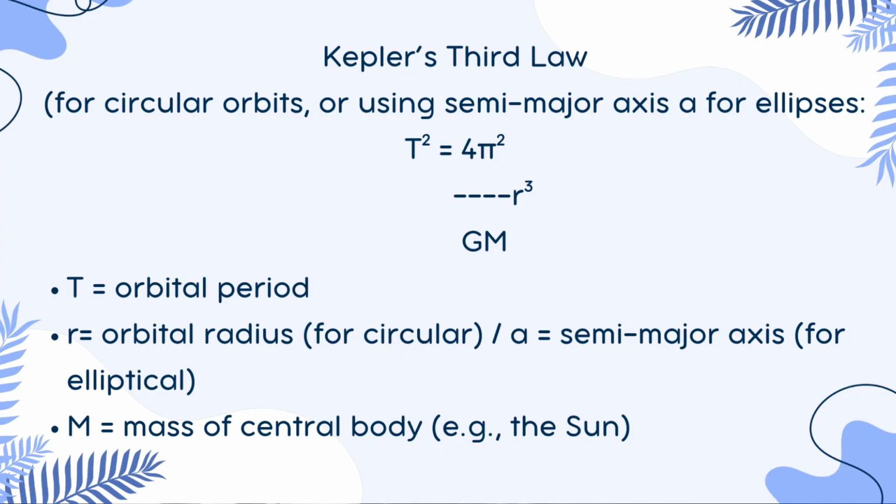So we have Kepler's third law formula, which is T squared equals 4 pi squared r cubed over GM. T represents the orbital period, r is the orbital radius for circular orbits, or a is the semi-major axis for elliptical ones, while M is the mass of the central body.